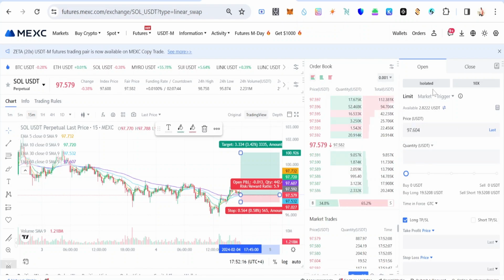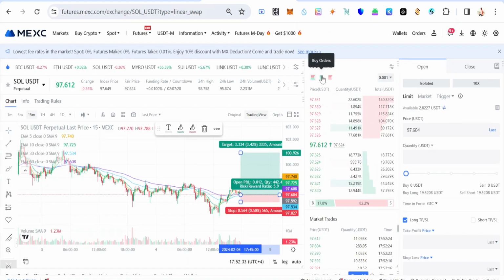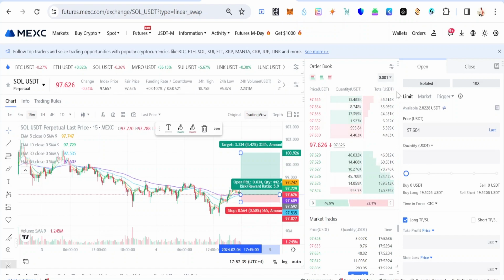Now there are two types of margins over here. One is called isolated margin and one is called cross margin. Isolated margin is a margin for that specific trade, whereas cross is a margin for all the trades. So if you are just starting off with trading, I would advise you to use isolated margin, so your whole futures account won't be drained. And if you are an experienced trader, then you can go with cross margin.